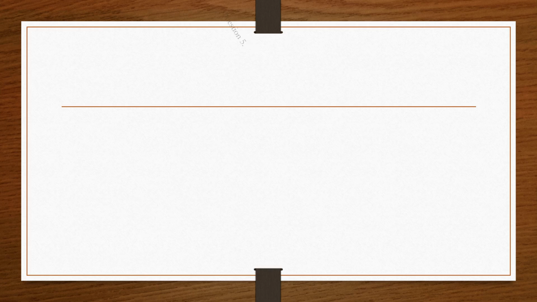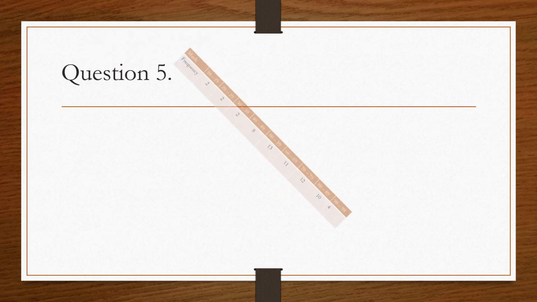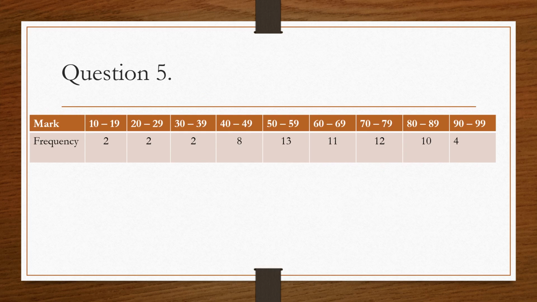Question number 5. We have a table, marks and frequency. Class intervals 1 to 10, 10 to 19, 20 to 29, 30 to 39, 40 to 49, and up to 90 to 99. We have the frequencies on each of the class intervals: 2, 2, 2, 2, 8, 13, 11, 12, 10, 4. Let's see the question behind this.